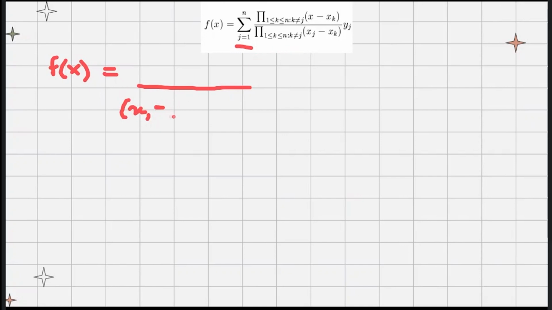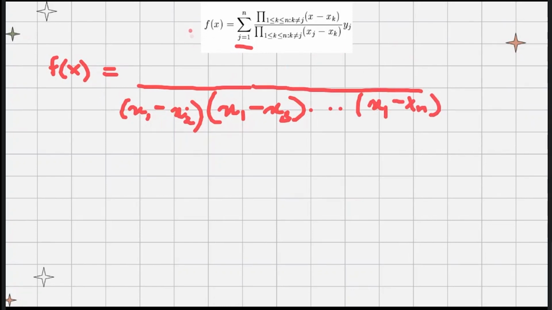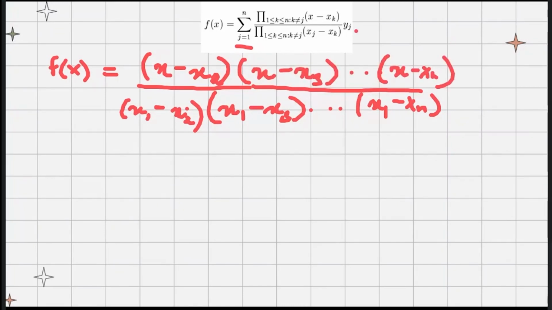So we don't use x1 again, we use x2. x1 minus x2 into x1 minus x3, so on until x1 minus xn. This is in the denominator. In the numerator, we do x minus x1, right? Sorry, this should be x2, x3, so on until x minus xn, and then here we multiply it with yj, or here y1, right?